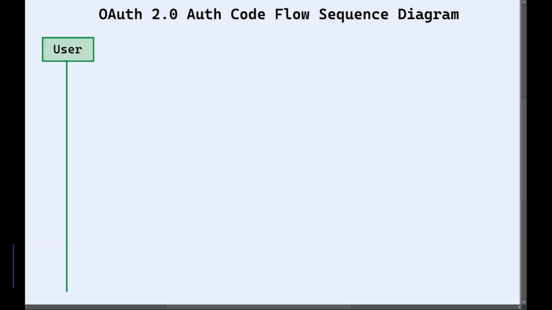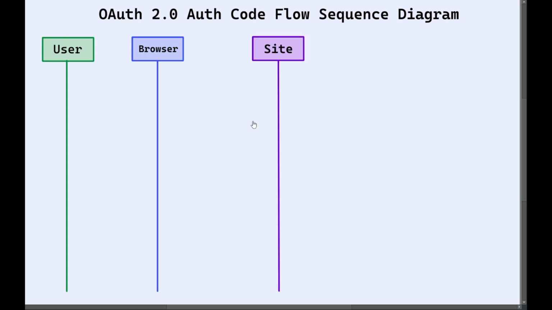First, we have the user who wants to access an application. Then we have the browser, sometimes called the user agent. It's exactly as it sounds. This is stuff like Chrome, Firefox, Microsoft Edge, Safari, whichever browser the user is using. The third actor here is the site, your site, also called the OAuth client. This is a web application the user actually wants to see.